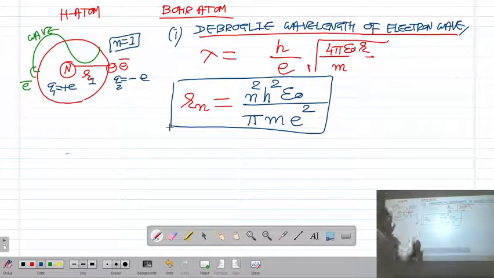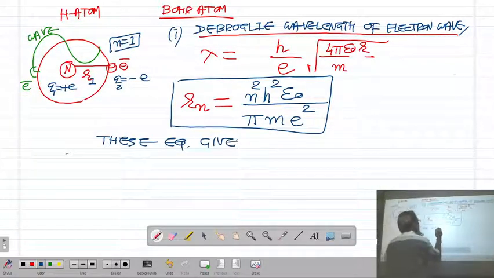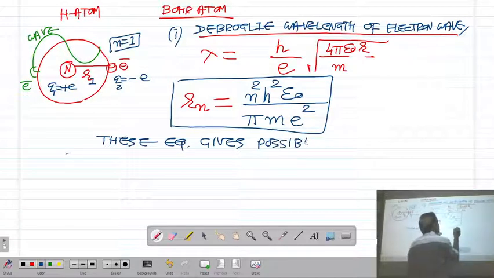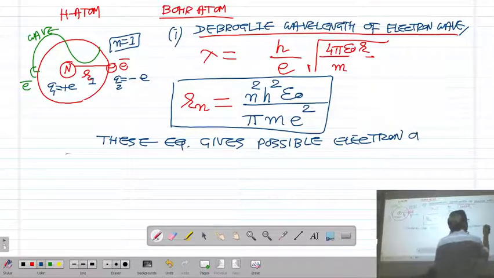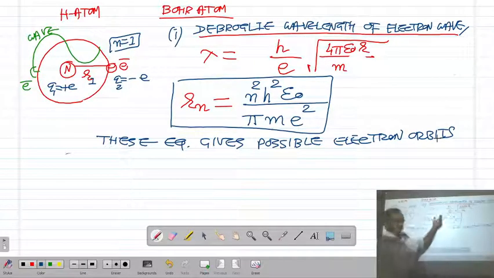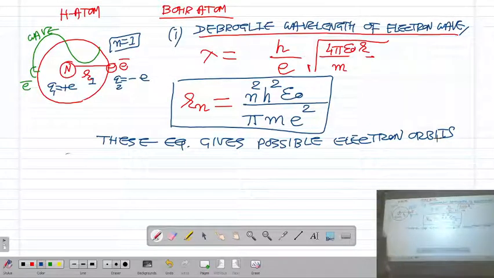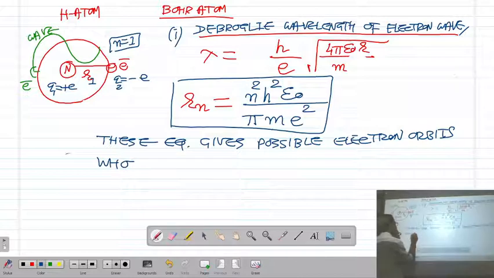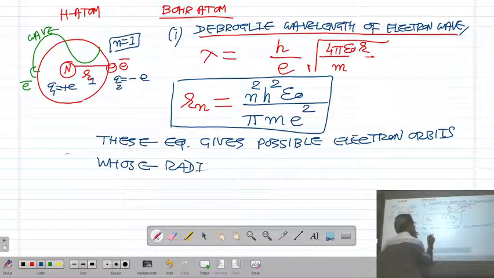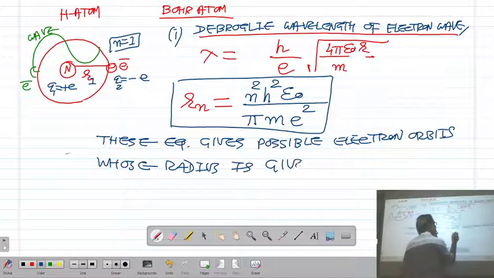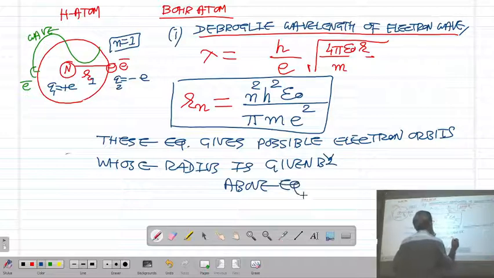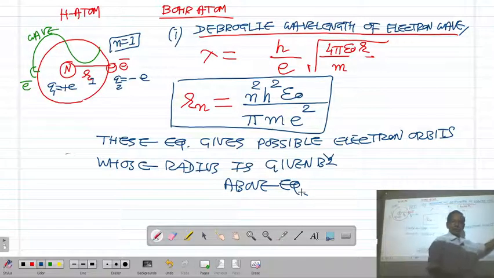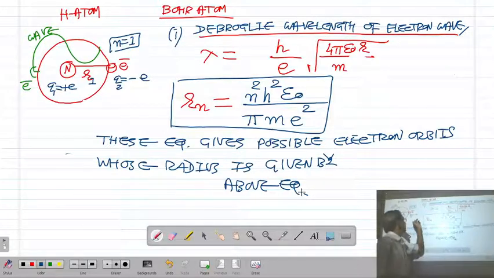So this is the possible electron orbit. This equation gives the possible electron orbits whose radius is given by the above equation. Right? So this equation gives the possible electron orbit around the hydrogen nucleus.